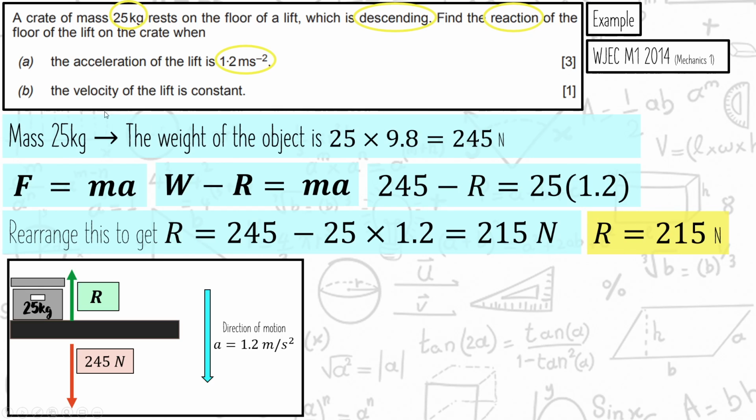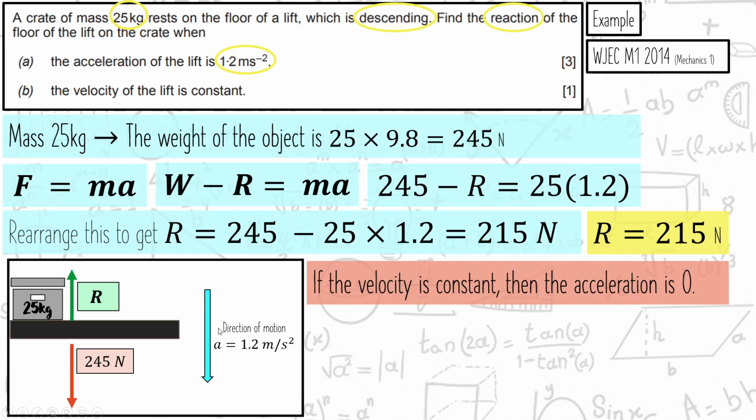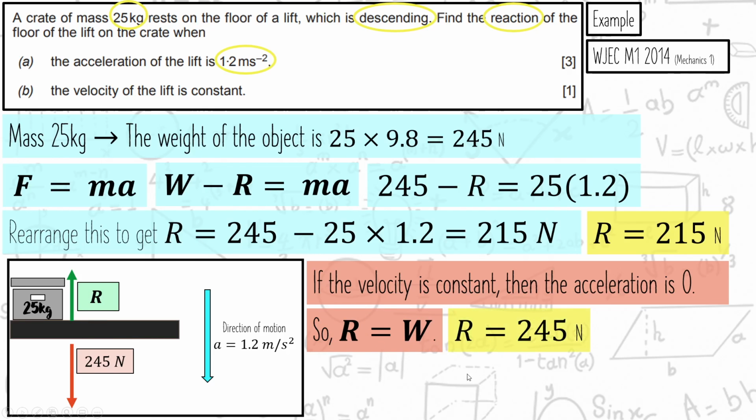Now, in part B, the velocity of the lift is constant. So we are disregarding this previous a value, and we're now considering a situation where the acceleration is 0. If the acceleration is 0, it means our forces are balanced. So in this second case, the reaction and the weight are equal, and the reaction will work out as 245.